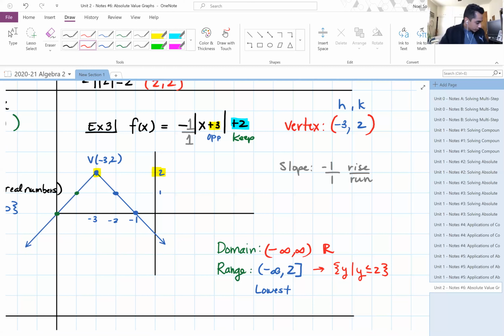Okay, so there are a couple more, which I'll leave until Thursday. It'll be like a little warm-up for us. And then we'll move on to transformations, describing the transformations, as well as finding the x and y intercepts. Okay, so we'll do that next time, and then we'll be done with absolute value, and then we'll move on to quadratics.